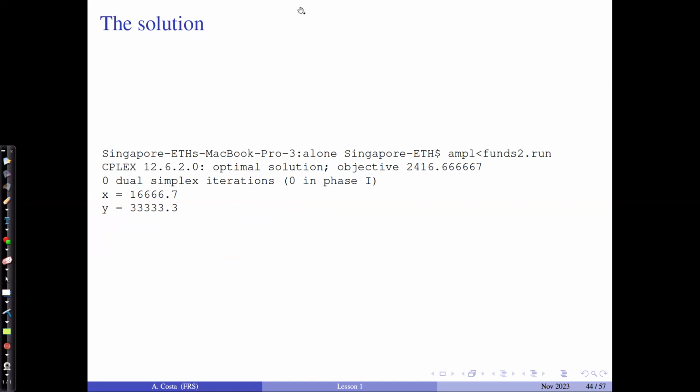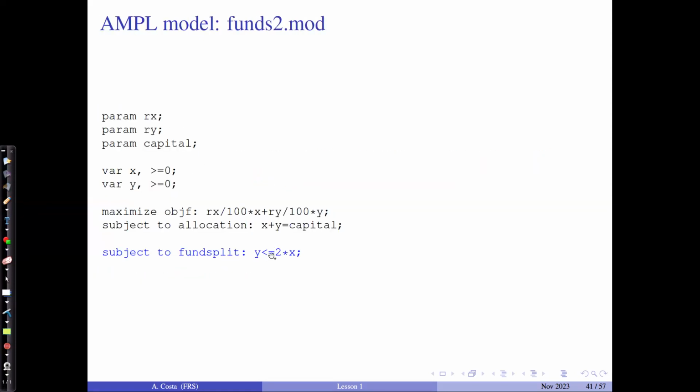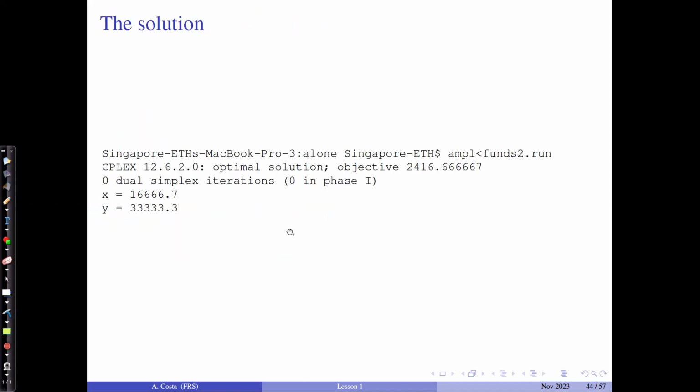Wait, there is a message in the chat. Okay, we will get the equality. What do you mean? Oh, yeah, the equality, yes. Basically, it's true that at the optimal solution, this will be an equality constraint.